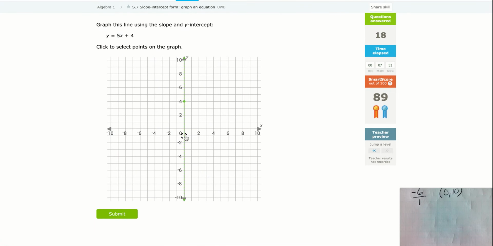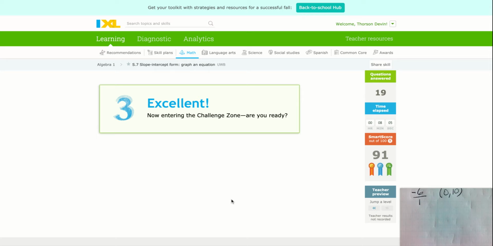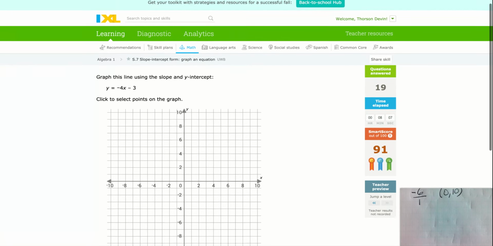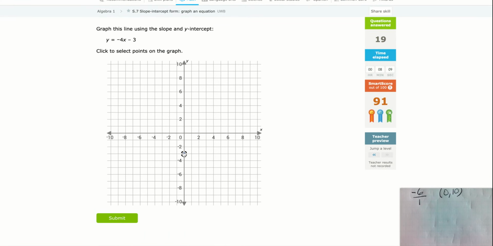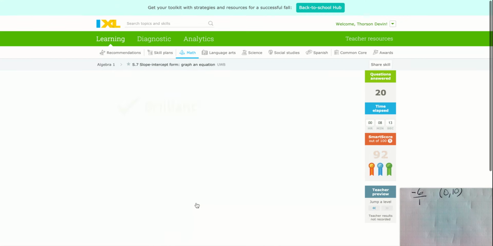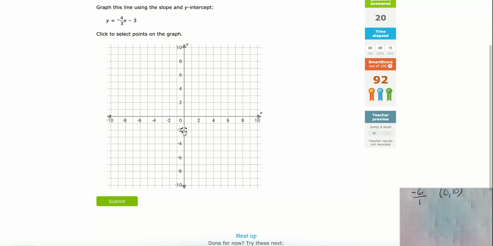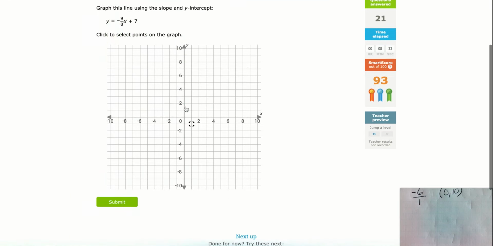Y-intercept of 4, slope of 5. I went down, and everyone's like, what, down? But remember, I went left. If I go down and left, that's still a positive slope. I could have went up 5 and right 1, but down 5 and left 1 is the same as a positive slope. Negative 3, negative 4 slope, down 4 over 1. Negative 3, down 4 over 3. It was a negative slope.